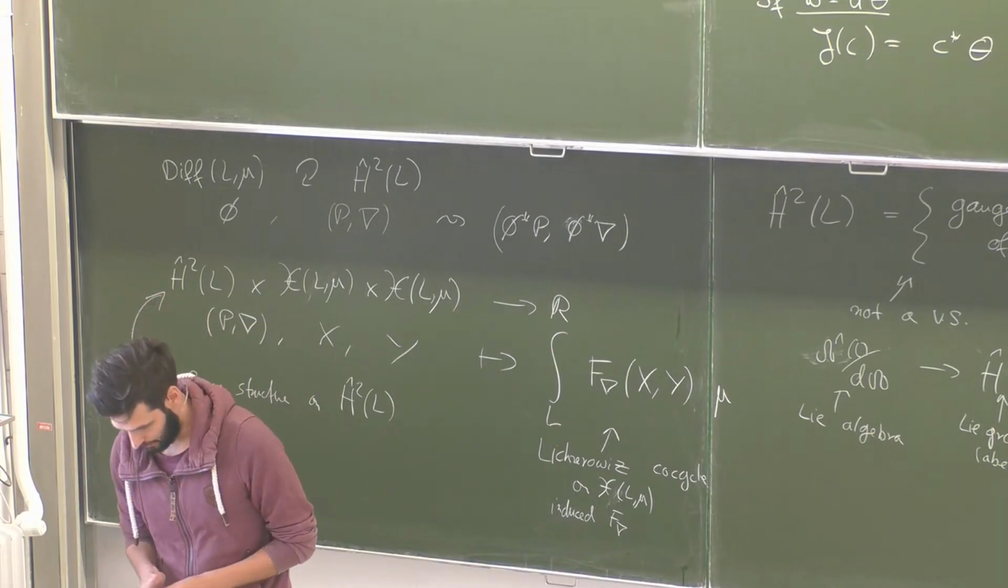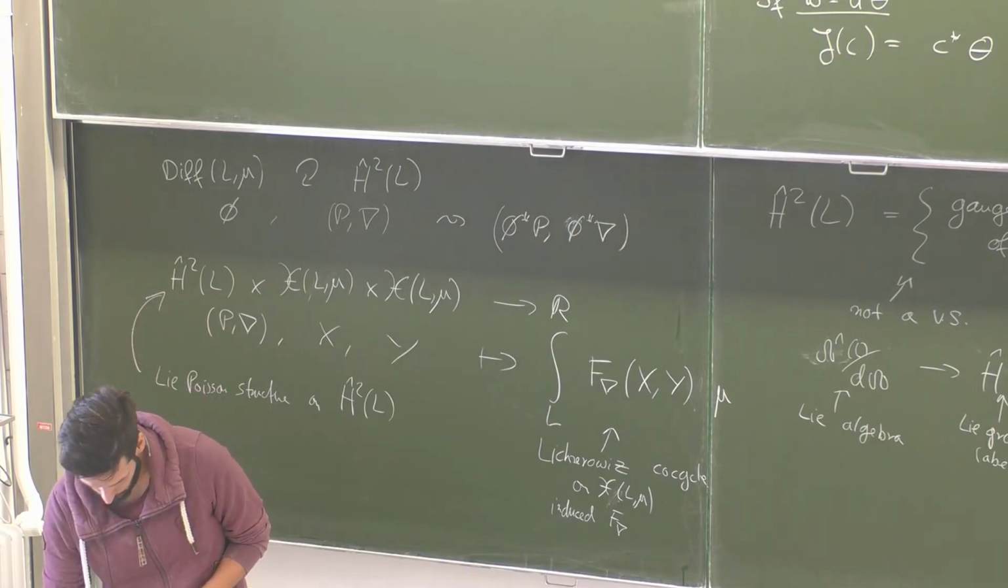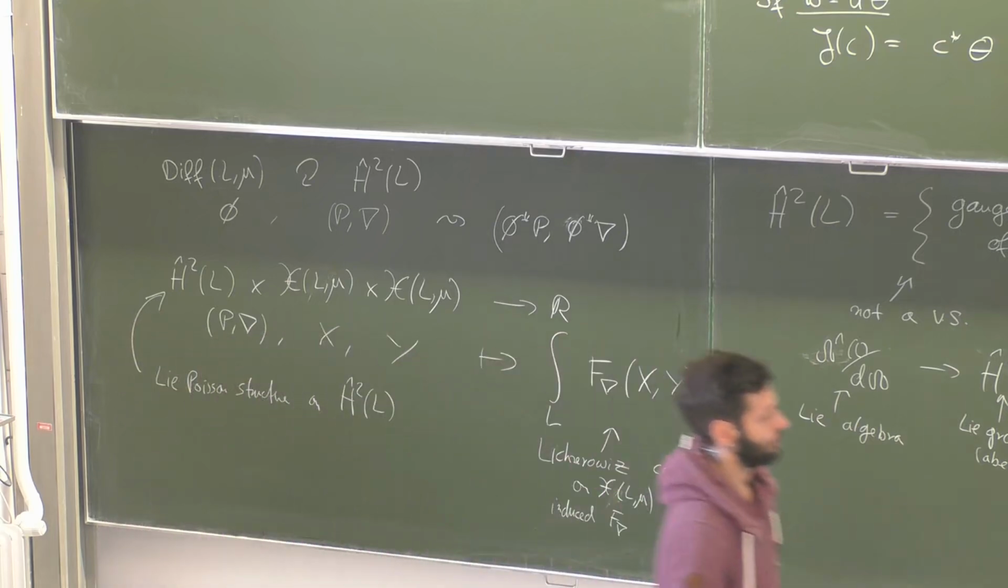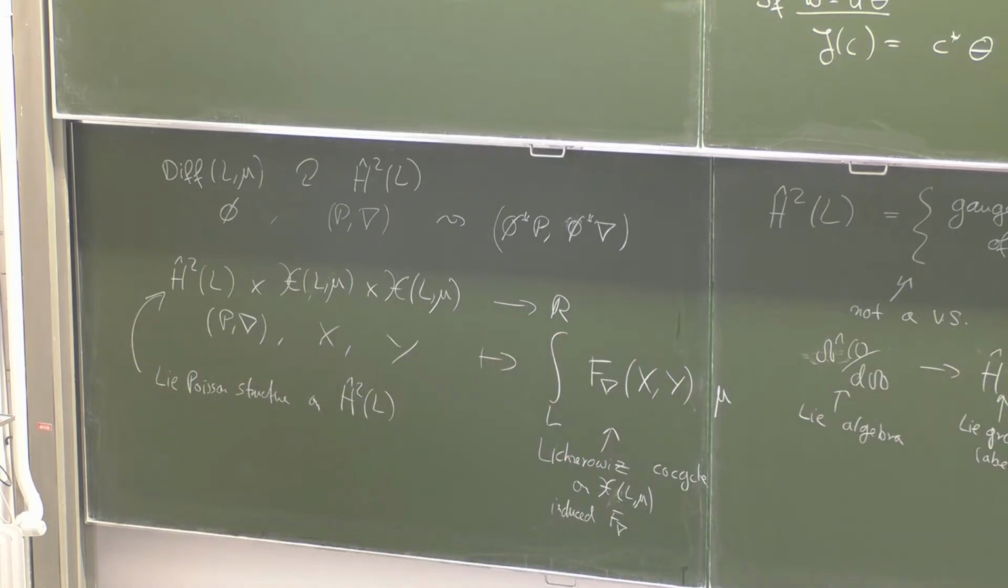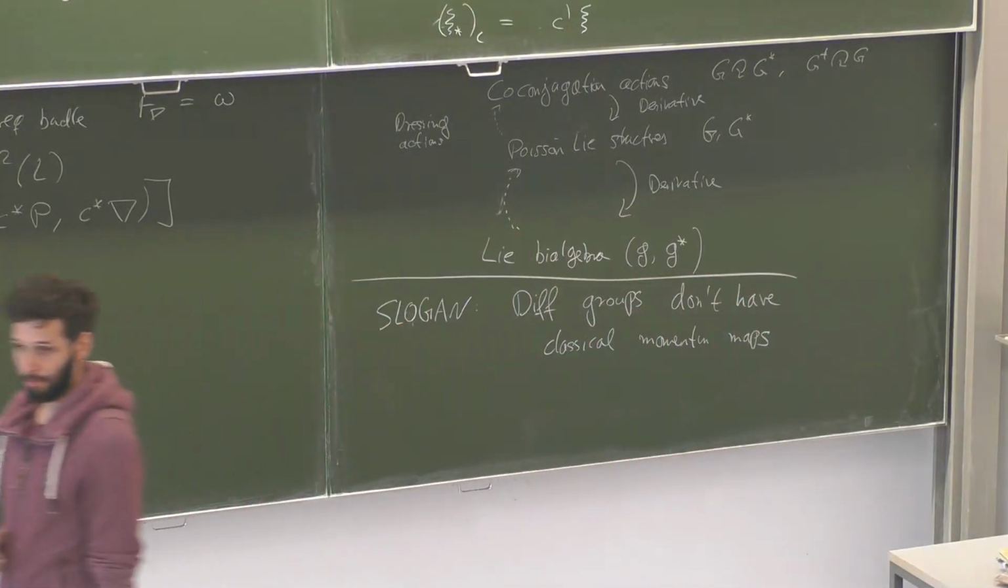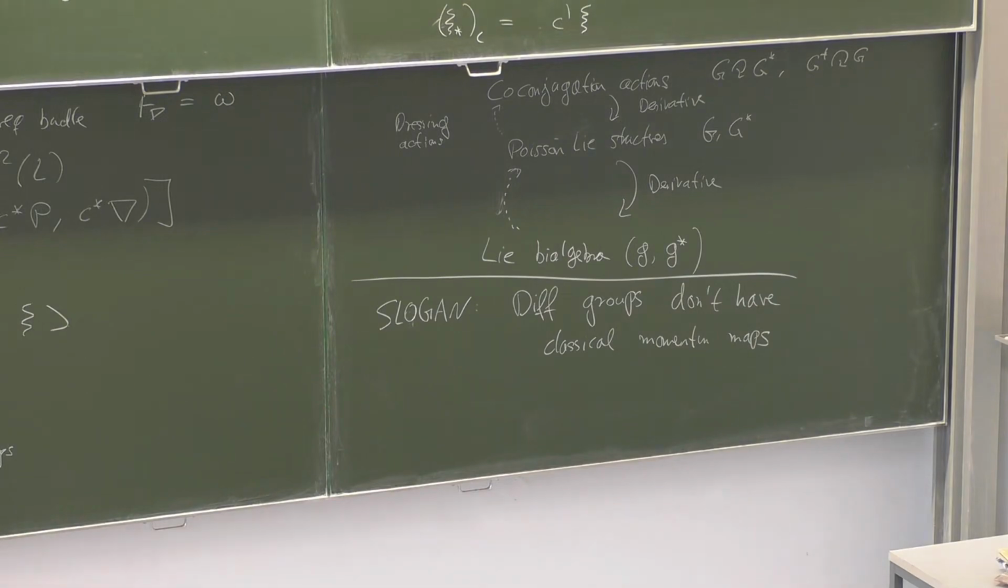Yeah, so I just wanted to mention this example and maybe end with a slogan, which is that diffeomorphism groups don't have classical momentum maps. So that's again a bit provocative and very generalizing.